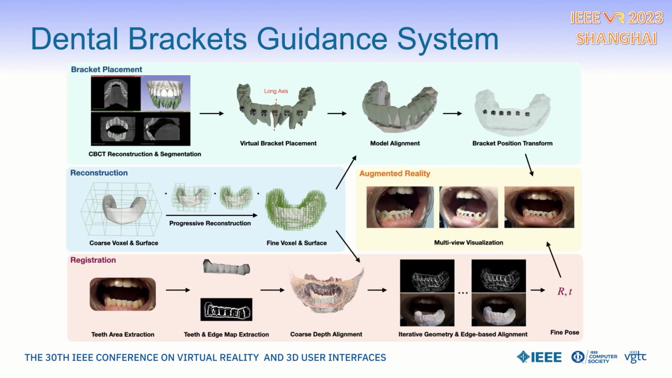The ImTooth-based dental bracket guidance system consists of 4 modules. The reconstruction module is used to reconstruct the tooth model based on neural implicit representation. The bracket placement module is used to determine the position of the bracket on the reconstructed model. Then, the registration module is used to align the actual tooth image with the reconstructed model. At last, the augmented reality module performs virtual-real fusion display according to the estimated position.